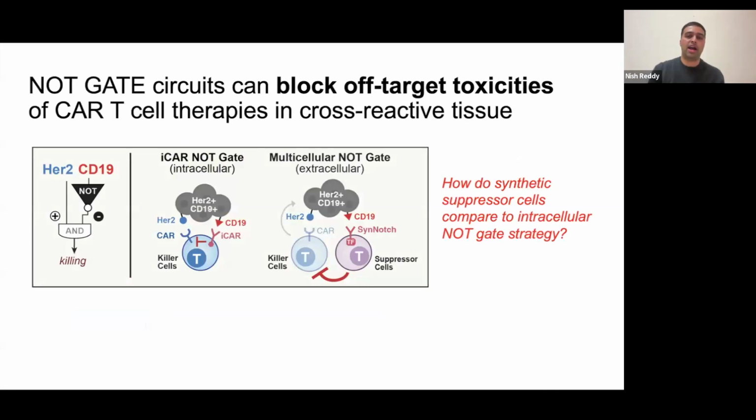So we compared our engineered suppressor cells to other strategies for designing these NOT gate circuits. One strategy to engineer these NOT gates is to express both a CAR that programs these T cells to kill a tumor, but also an inhibitory CAR that recognizes another antigen and would inhibit, within the same cell, the pathway that activates this CAR receptor. And we compared this to our strategy of using both a CAR T cell as well as a second cell, a suppressor cell that recognizes the cross-reactive tissue.